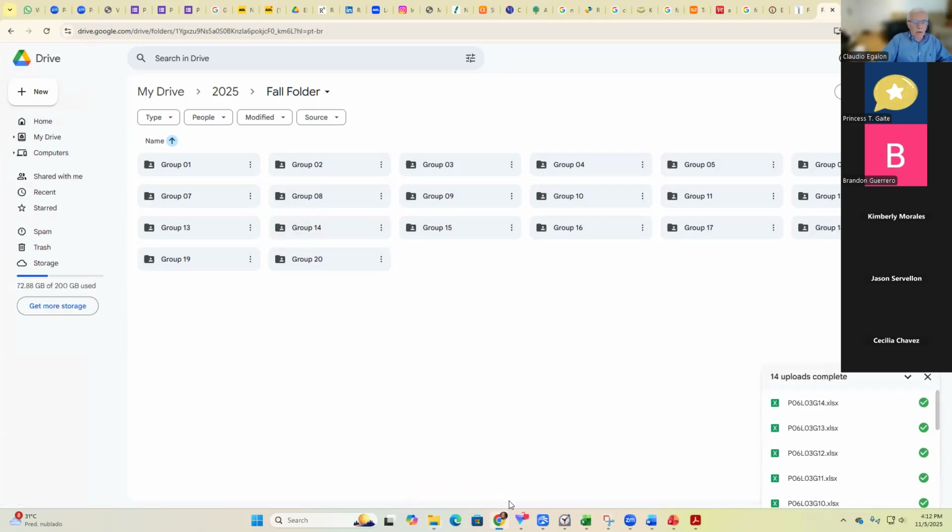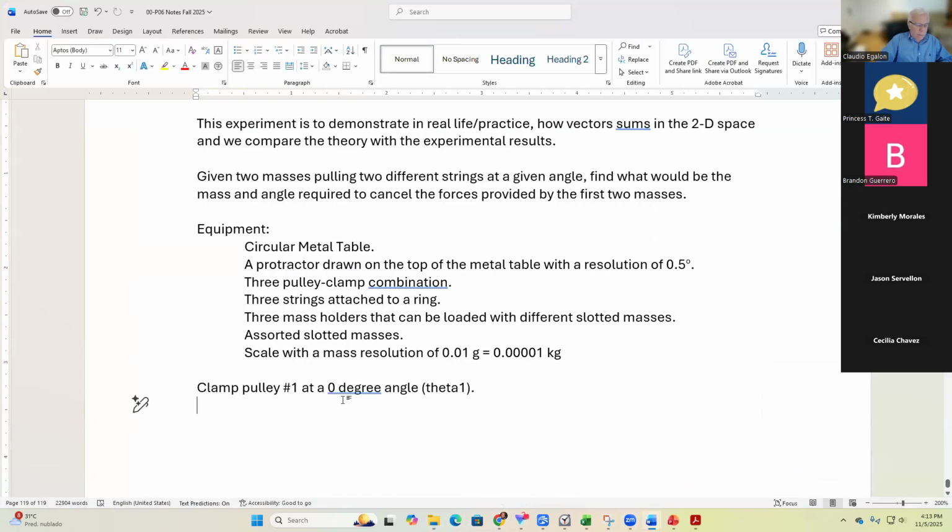Okay, so make sure you download the spreadsheets to your hard drive. Download the spreadsheet to your hard drive.